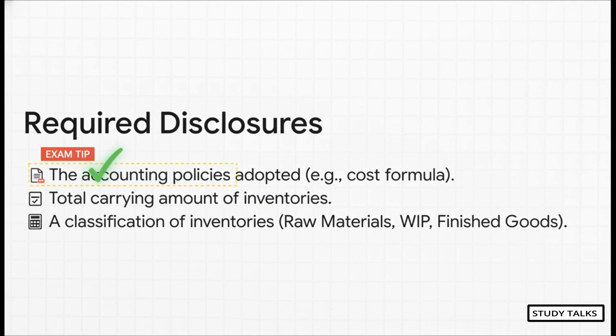And finally, to make sure you get every single mark available, don't forget the disclosures. It's simple stuff, but it's required. You have to state your accounting policy, which cost formula you used. You have to show the total value of your inventory, and you have to break that total down into the different categories: raw materials, WIP, finished goods, and so on. It's all about being transparent.